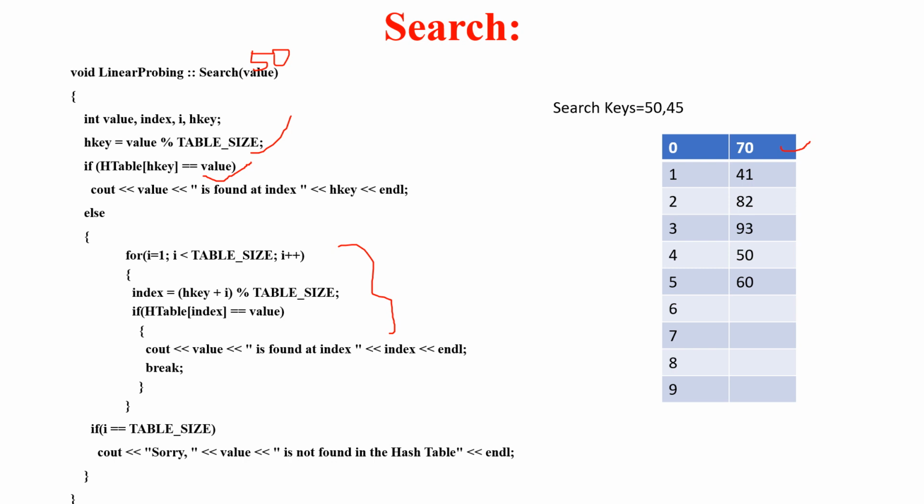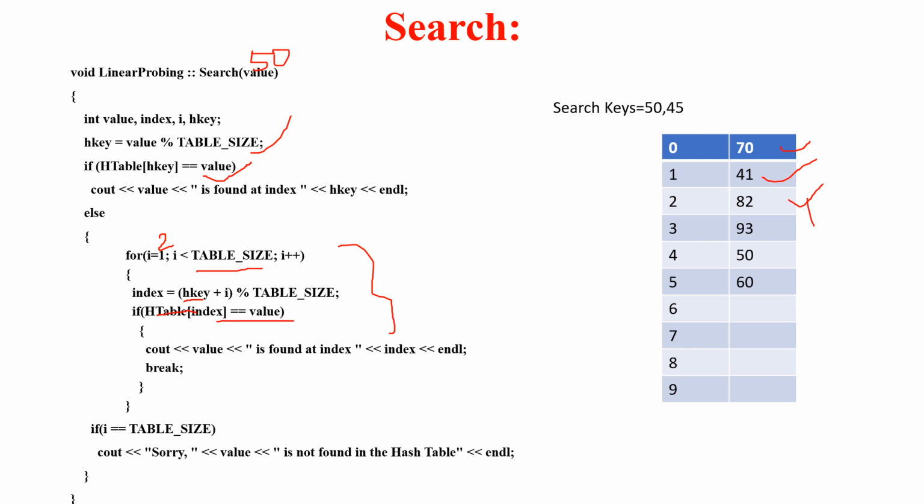Now check whether the hash table at the first index is equal to 50. No, this is 41. It's not equal to 50. Then don't execute this part. Now increment the I value. Now I becomes 2. 2 is less than table size. Yes, the condition is true. Now h of k value is 0. 0 plus 2 modulus table size means 2 modulus 10, which gives 2. Now check whether the second index value is equal to 50. No, this is not true.